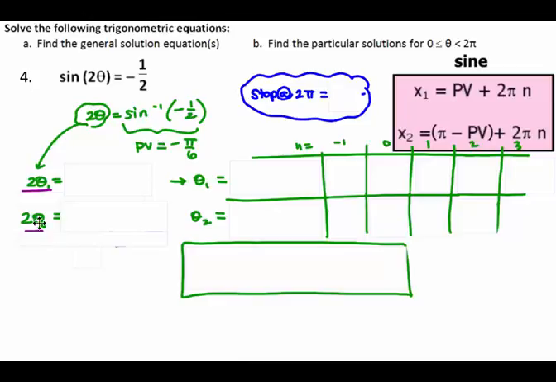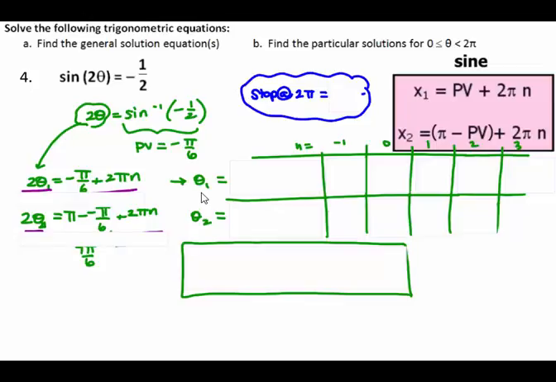So we're going to start off by writing our equations for 2 theta. We're not ready yet to jump to our theta 1, theta 2, so we keep this whole argument here. So 2 theta is your principal value plus 2 pi n. And remember, this is sine, so we have to keep in mind our pi minus pv. So our second equation is going to be pi minus negative pi over 6. Be very careful. This is where a lot of people will make mistakes. They'll forget to do minus minus, and they'll just do pi minus pi over 6. So be careful there. Overall, that's going to be 7 pi over 6.